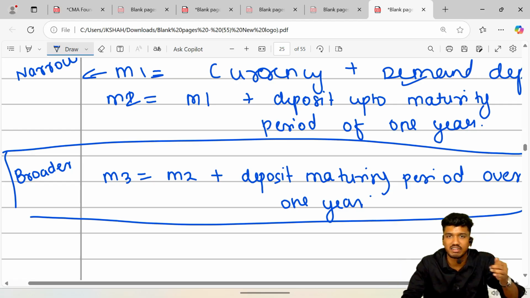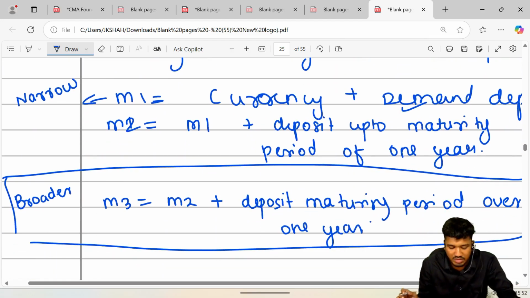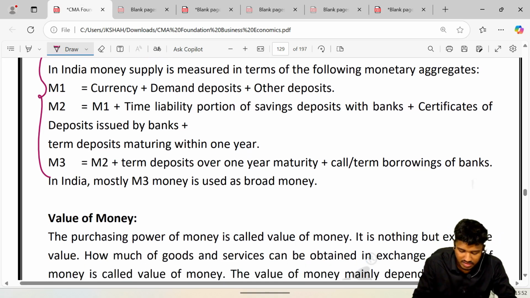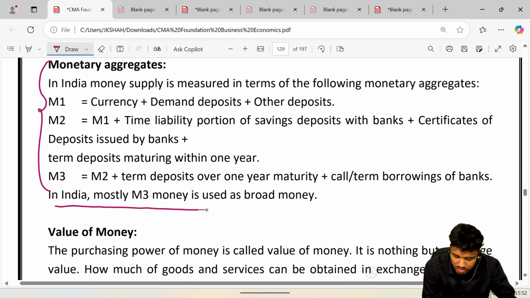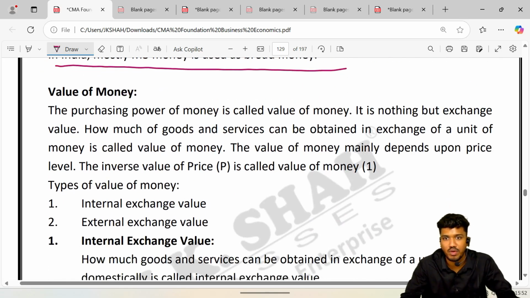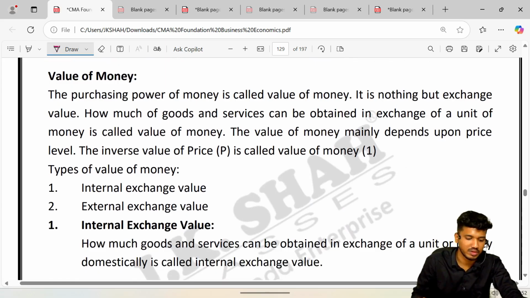It is called the money aggregates concept. So that way, please remember, M1 is narrow money and M3 is the broader money. That way it is. Okay. Let's go into notes. See. In India mostly M3 is used. Yes, definitely. अपने country में M3 used होता है. That way. Moving forward.